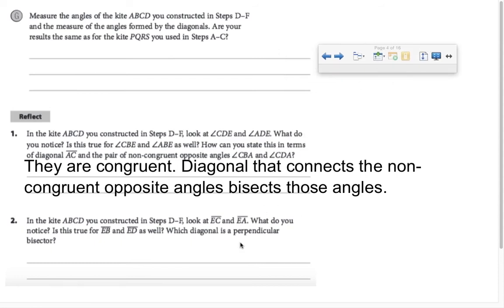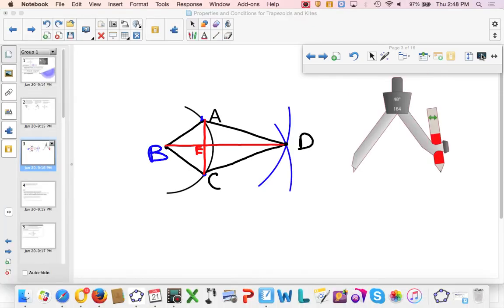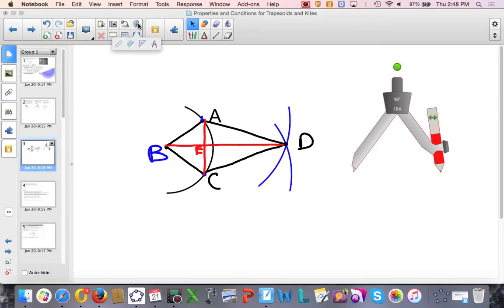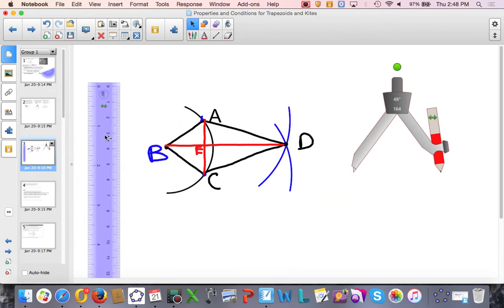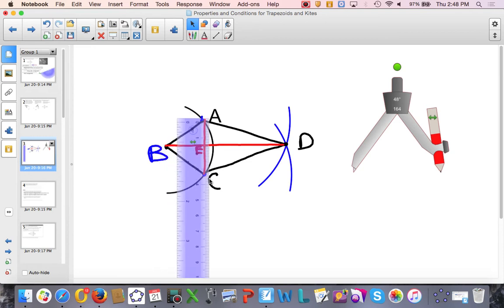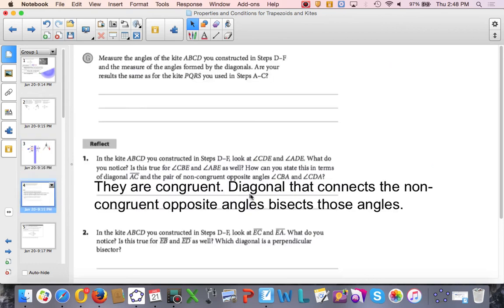In the kite that we constructed, look at EC and EA. What do we notice? EC and EA. Now that's something that we didn't measure in the other kites. So let me pull out my ruler, because this is a measurement that we haven't already talked about. So if I measure AE, that's about 1.5 centimeters, and then I measure EC, that's also about 1.5 centimeters.